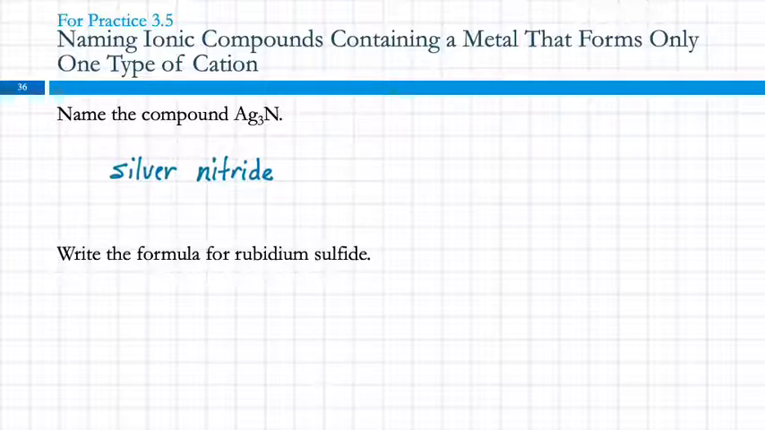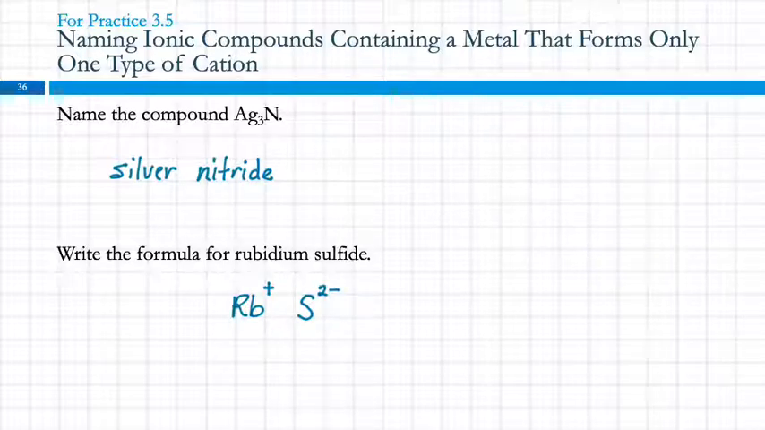Any questions? How about going the other way? We've got the formula, write the name. No. The name, right, you understand what I'm trying to say. Here's the name, we're going to write the formula. Well, rubidium. What's the symbol for rubidium? Rb. What's the charge on rubidium? 1+, because it's in group 1. How about sulfide? S for sulfur, and its charge is 2-.